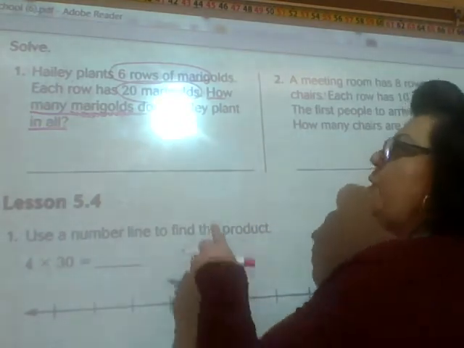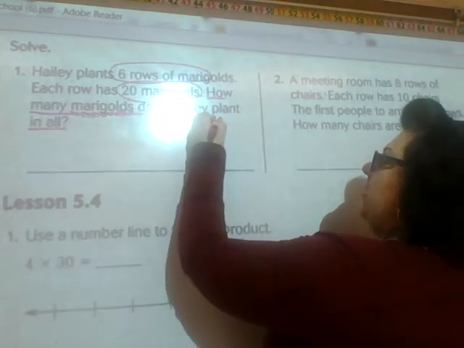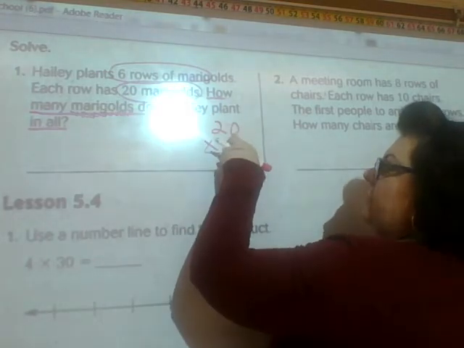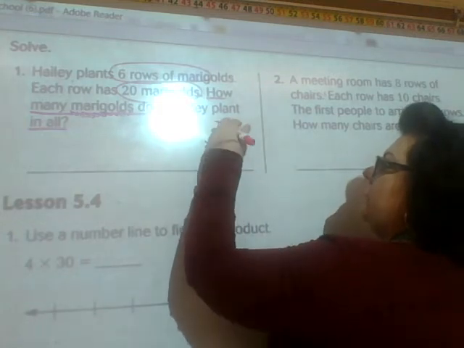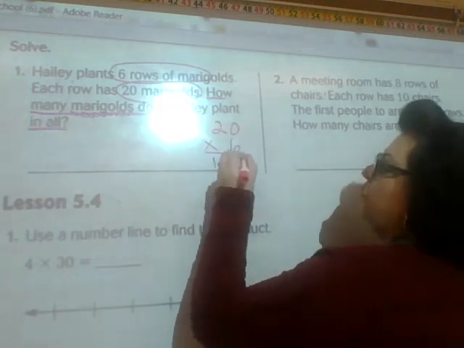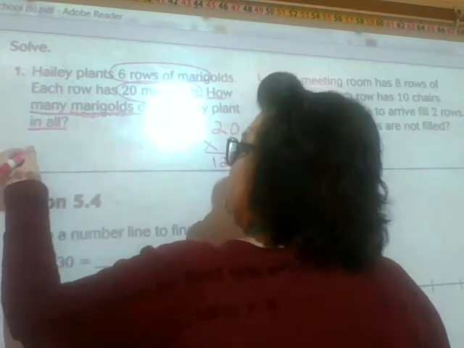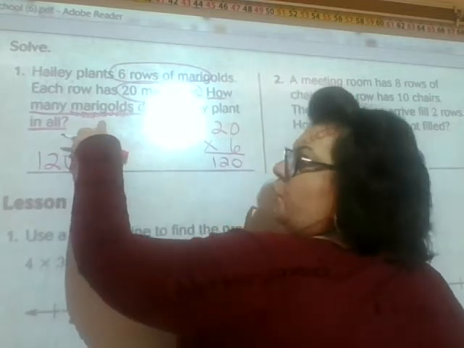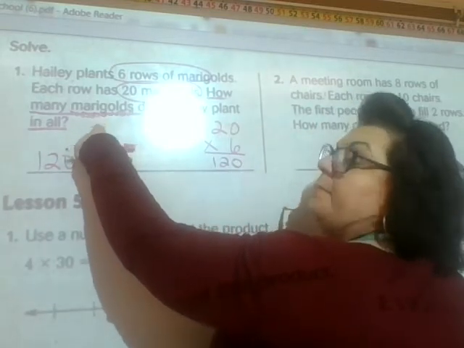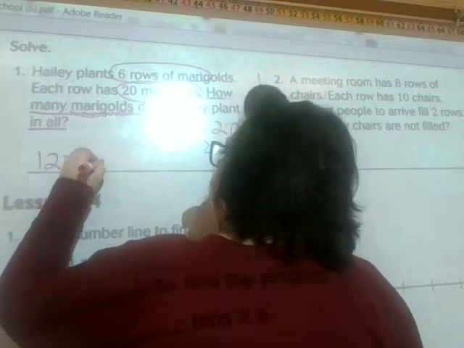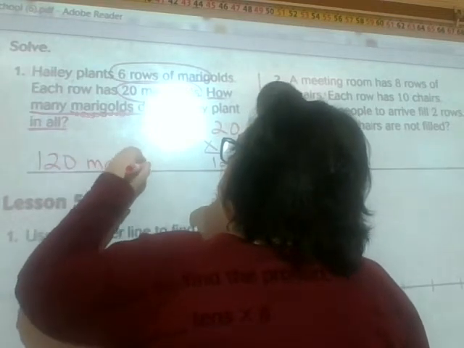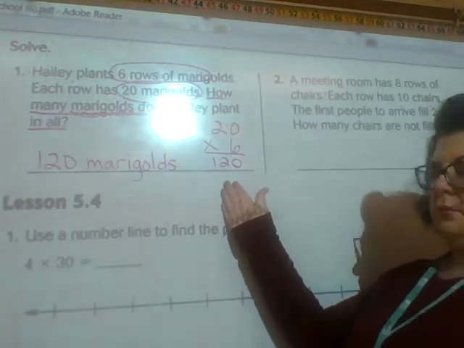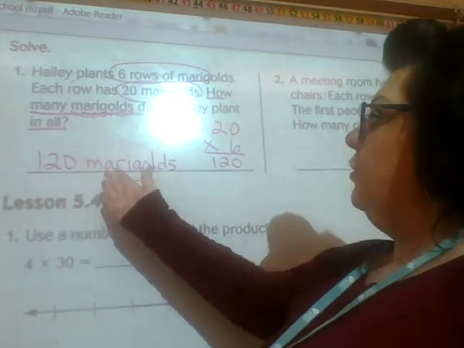So the easiest way is just to learn how to say 20 times 6. 0 times 6 is 0. 2 times 6 is 12. 120 is your answer. So you're going to need to write 120 what? We've squiggly lined our label, marigolds, so you're going to write marigolds. If this was your test, you will have shown your work and included your answer with a label.